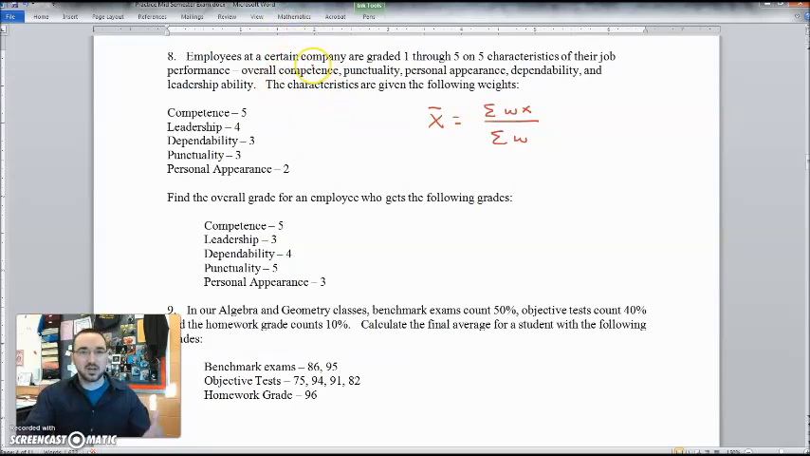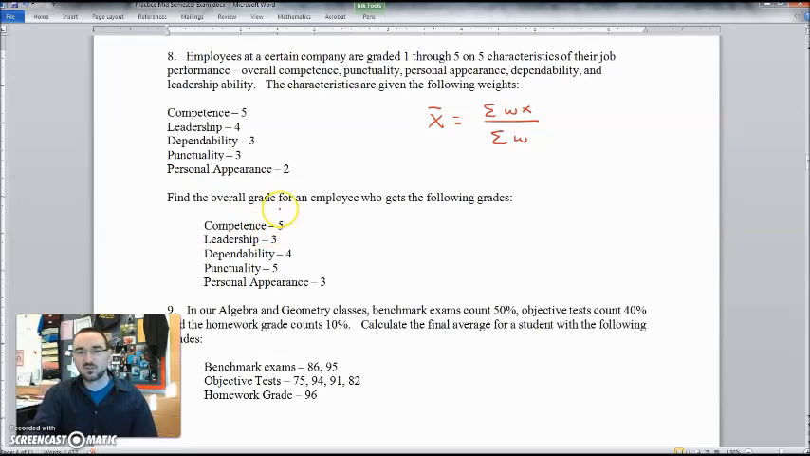This is the scenario. Employees at a certain company are graded on 5 characteristics of their job performance: overall competency, punctuality, personal appearance, dependability, and leadership ability. The characteristics are given with the following weights. So 5, 4, 3, 3, 2. All right, and then each employee is graded from 1 to 5 on each one of those. Okay, so this is our scenario here.